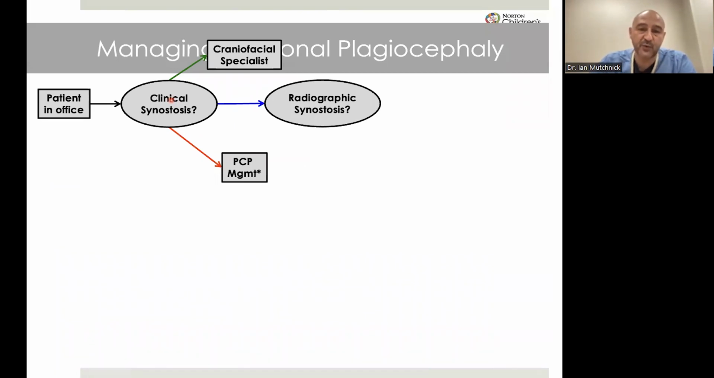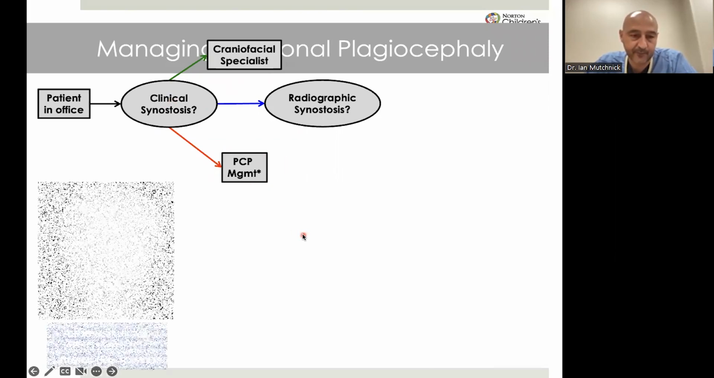If it's no, which is red, so green is, yes, it's synostosis, send them to us. Blue is, I can't tell. It's reasonable to get radiography. It's reasonable to send them straight to us. Often, by sending them to us, we can avoid any radiographic interrogation, although ultrasound's a helpful adjunct that has no radiation, so that might be an option. If the answer is no to clinical synostosis, then it is entirely appropriate to manage the patient, although we are always happy to see them.